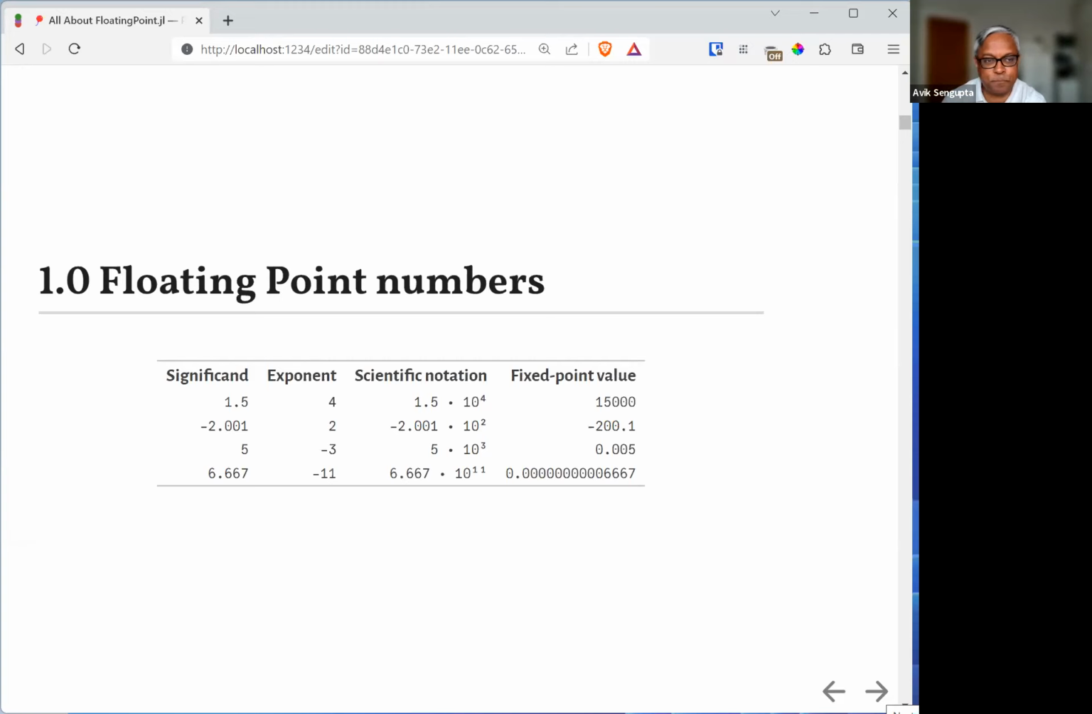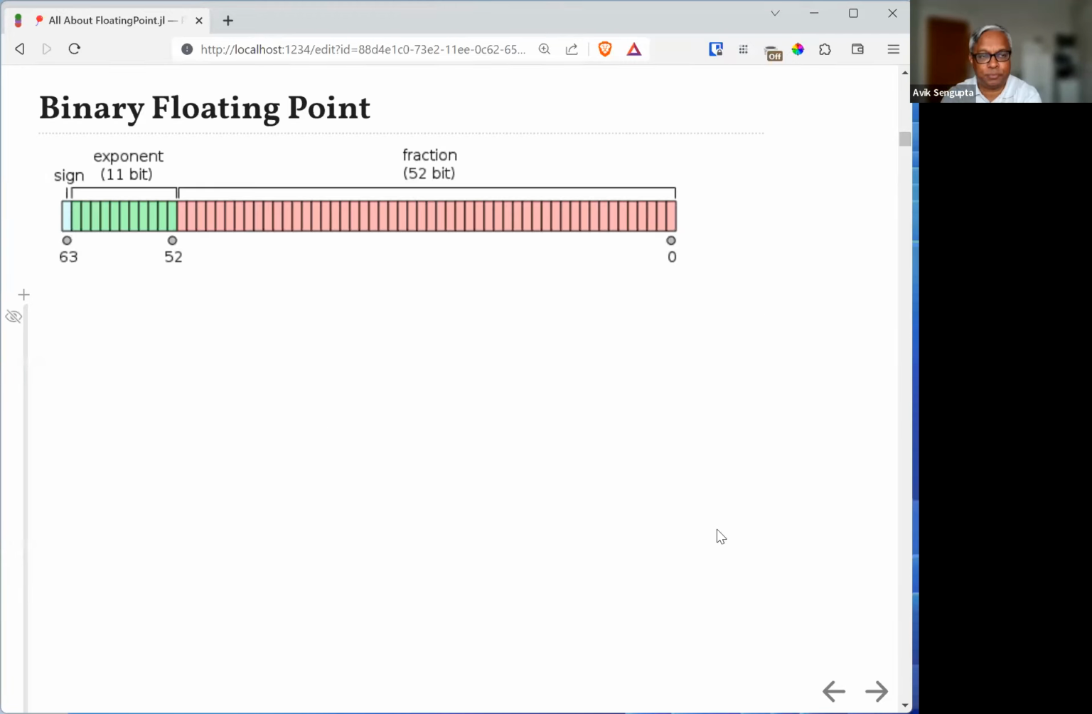So floating point numbers in a computer these days are typically stored as 64 bits of value, right? 64 binary digits.